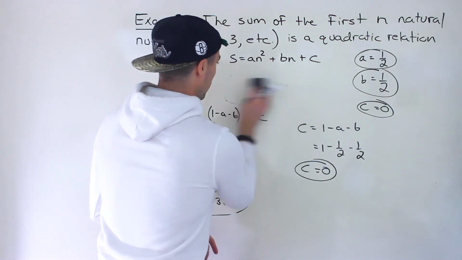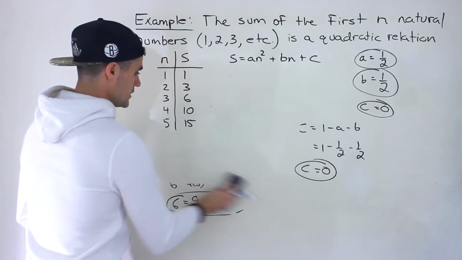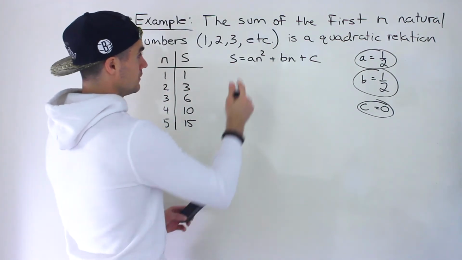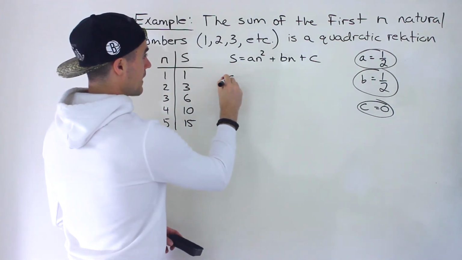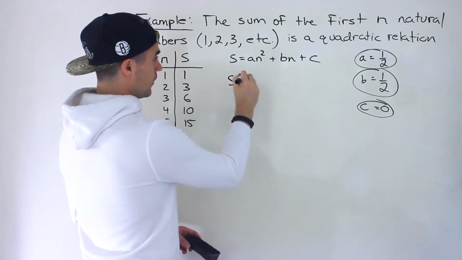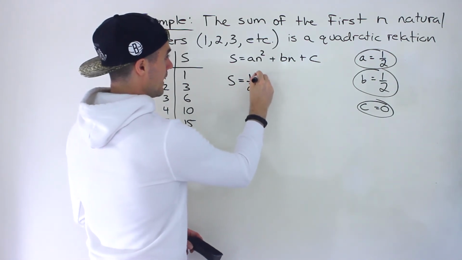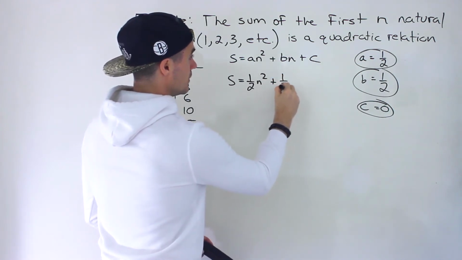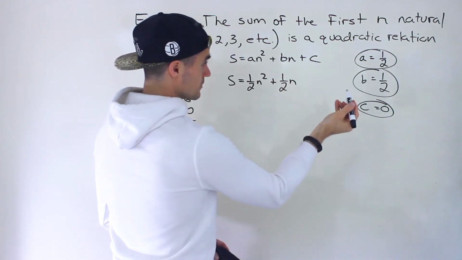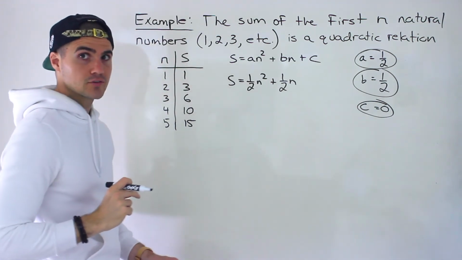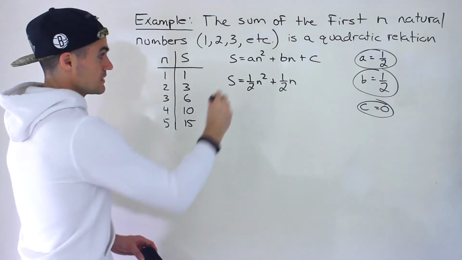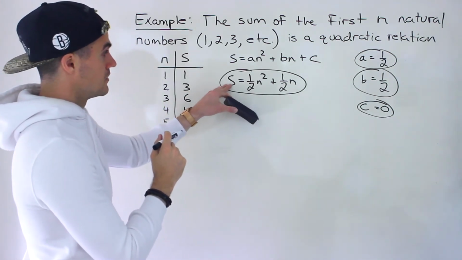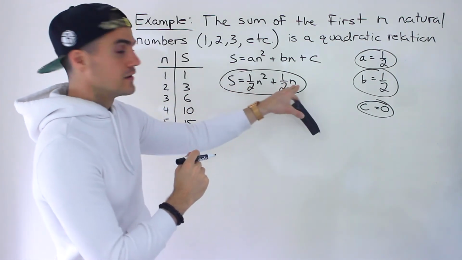So what is the quadratic relation? What's the actual equation? Well, we just plug in our values. So we'd have s equals 1 over 2 n squared plus b is 1 over 2 times n plus 0, and the plus 0 we don't have to write. So this is the quadratic relation here. This is the sum of the first n natural numbers.